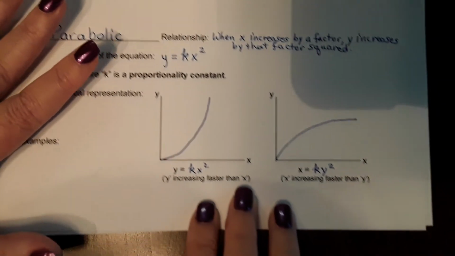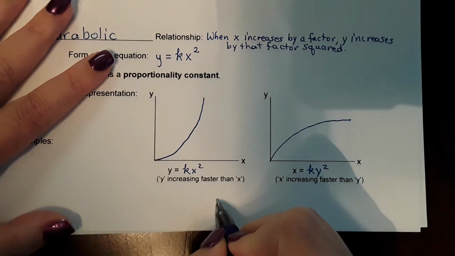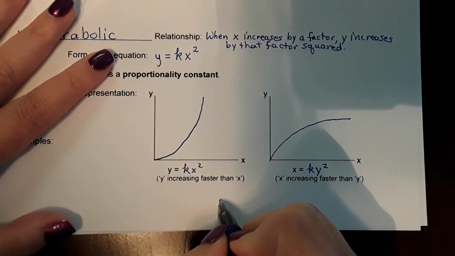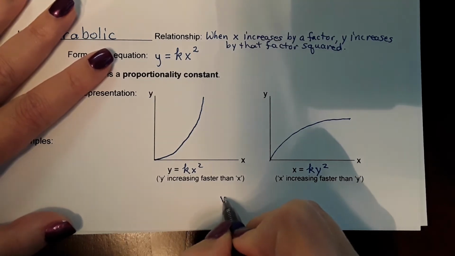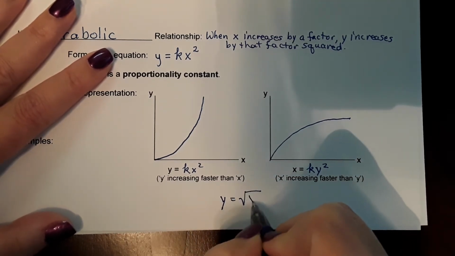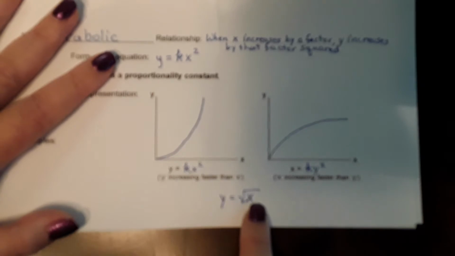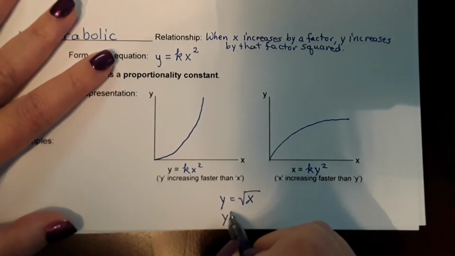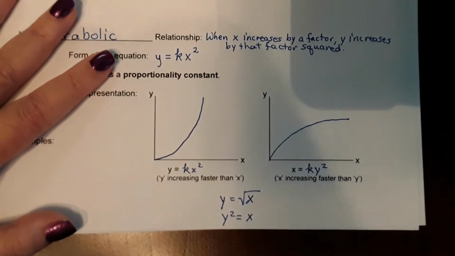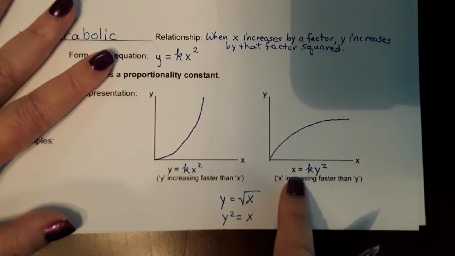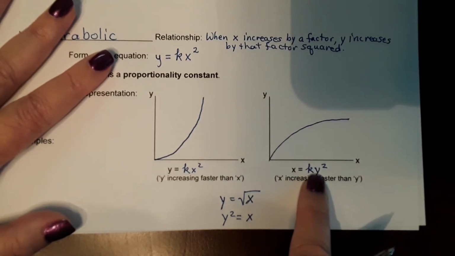You might actually even see a square root. For example, what if you had y equals the square root of x? Okay, well, to get rid of the radicand, we would square both sides. And guess what you end up with? You end up with a sideways parabola. You end up with a parabolic relationship. So if both variables are in the numerator and one of them is squared, that's how it's different from linear, then that is parabolic.